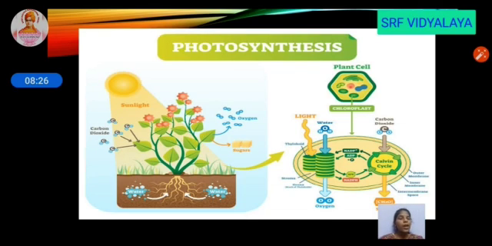Photosynthesis. As I said before, the chloroplast is designed in such a way that both the light reaction and dark reaction take place at different sites. The light reaction takes place in the thylakoid membrane and the dark reaction takes place in the stroma region. We shall see one by one.